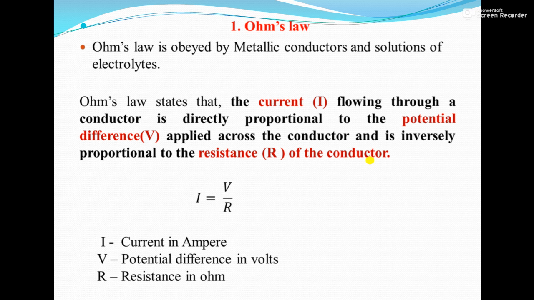So first, Ohm's law. As you know from the 12th, Ohm's law states that the current flowing through a conductor is directly proportional to the potential difference applied across the conductor and is inversely proportional to the resistance of the conductor. So I is directly proportional to V. When we remove the proportionality sign, it becomes I is equal to V upon R. I is current in ampere, V is potential difference in volts, and R is resistance in ohm. So that is called Ohm's law.